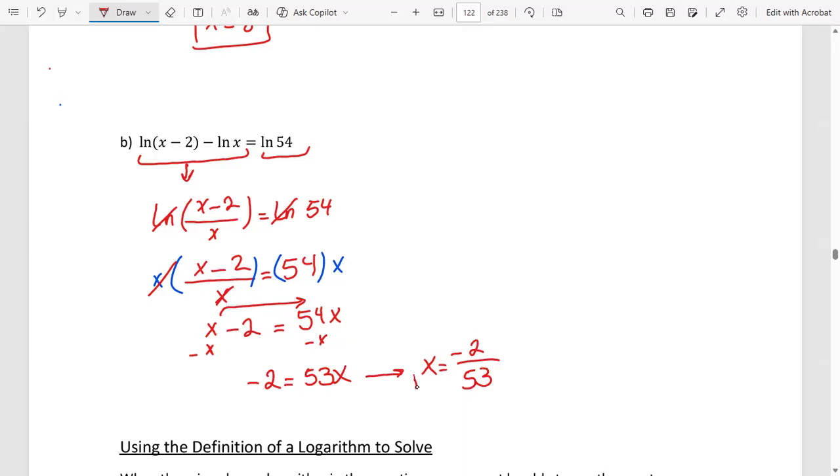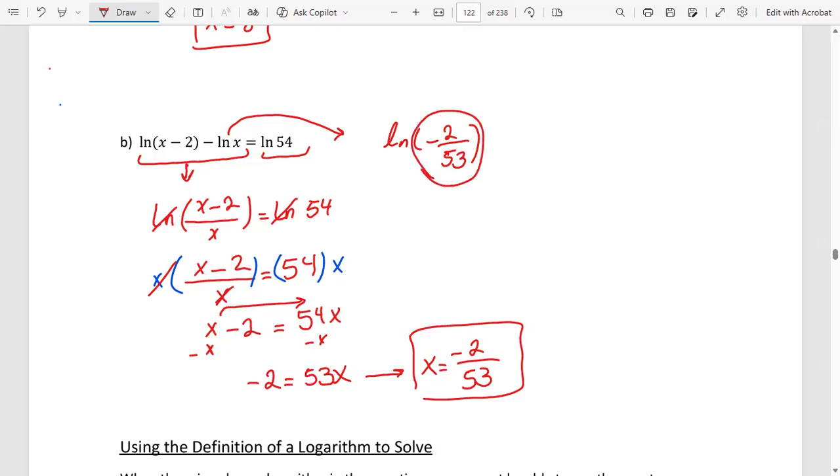Okay, that is the answer. But whenever we find a number, we need to check whether it can be a solution or not. If I replace that number in this log, we get ln of negative 2 over 53. But we said this number inside the log cannot be negative. If it makes it negative, that means it cannot be a solution.